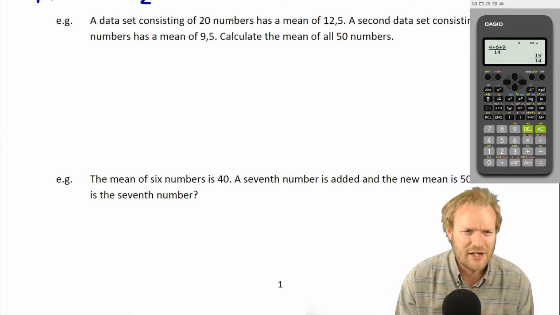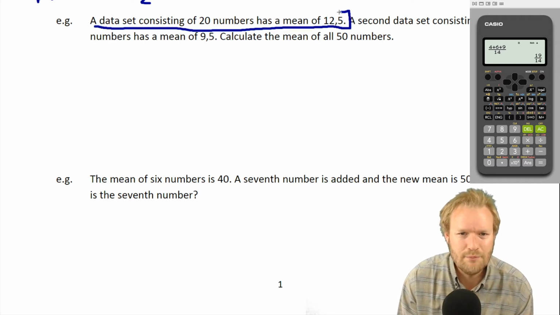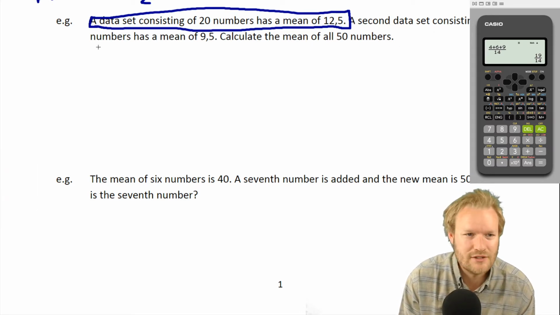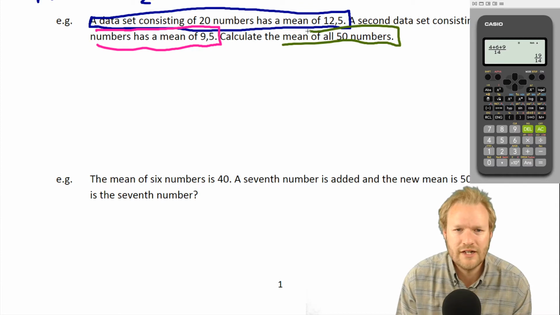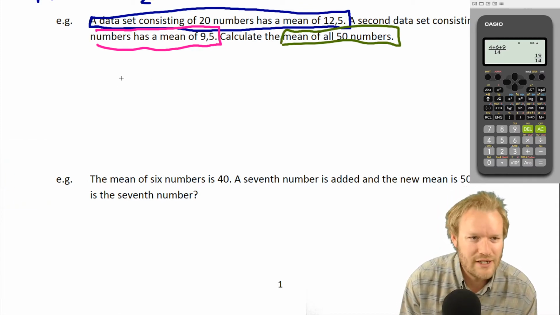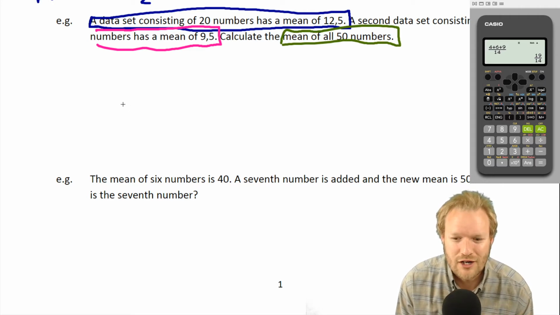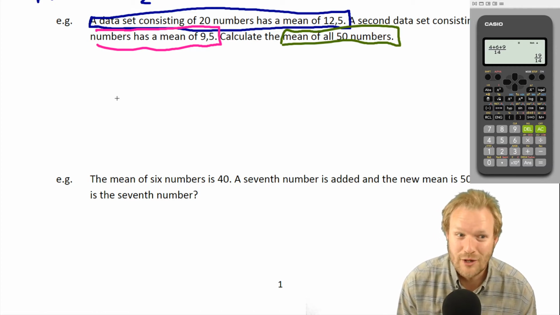But let's look at something like this. We've got a data set of 20 numbers, and that has a mean of 12.5. And we've got another data set of 30 numbers, and that's got a mean of 9.5. Calculate the mean of all 50 numbers. Okay, so that should be easy, right? And you know that I'm about to head down a road that is not mathematically sound. And the question's going to be, why not?